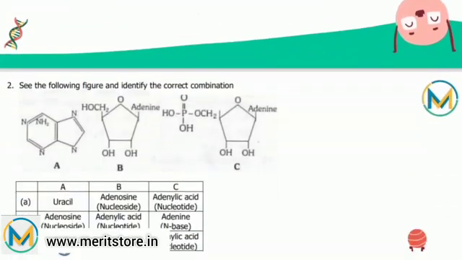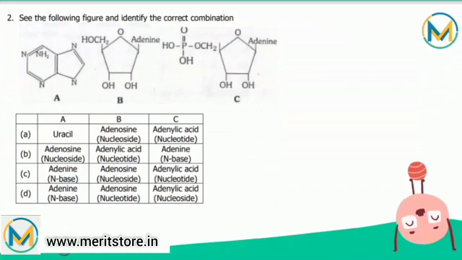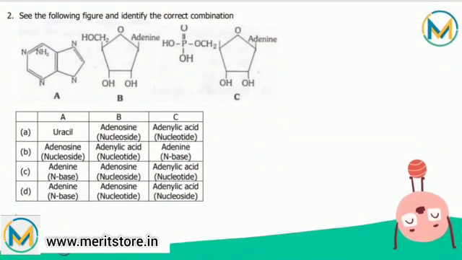Moving towards the next question, see the following figure and identify the correct combination. Now we know that the basic component of the genetic material are the nucleic acids. Structurally, a nucleotide is a combination of a base, sugar and phosphate, and a nucleoside is nitrogenous base plus pentose sugar.